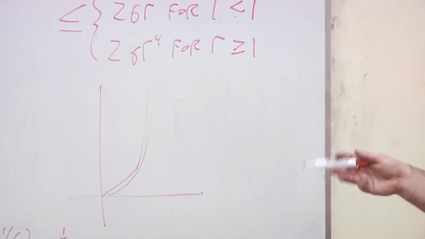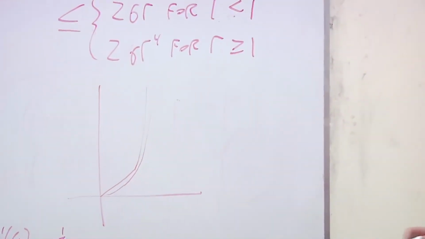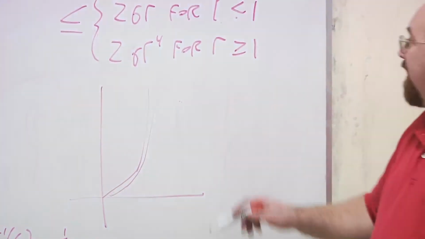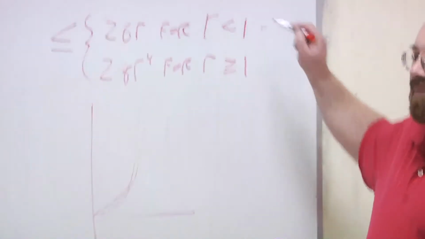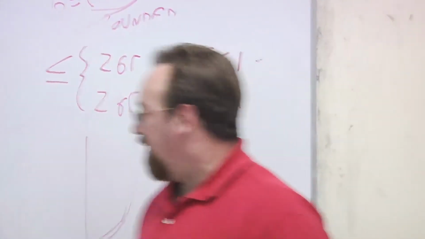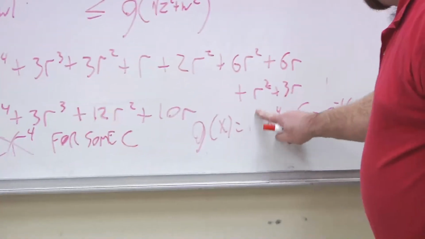So it muddies the waters a little bit, but this is a function that still has an inverse. But what we really care about is this case. We care about what's happening when r is going to 0. So it's the lowest power of r that determines the rate in that case. 26x.